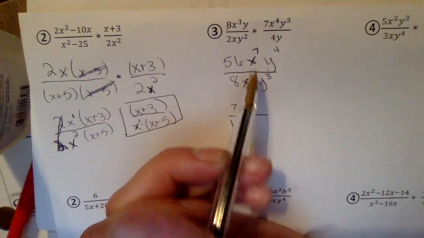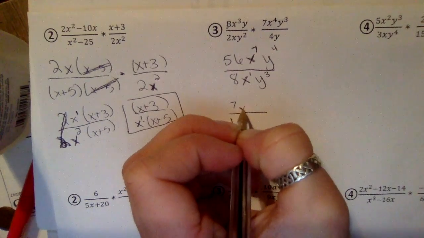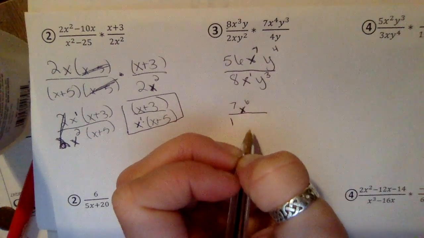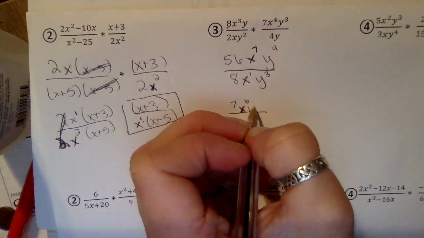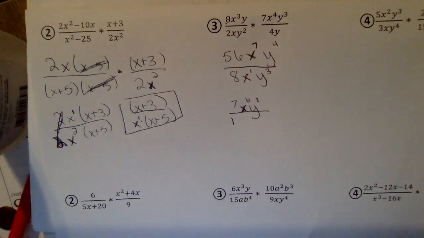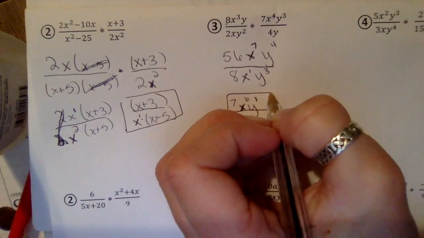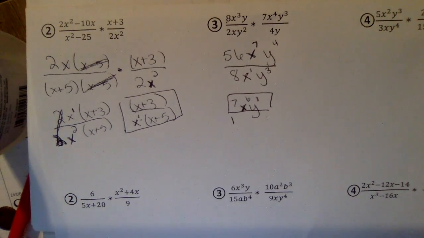Now that I'm dividing, I subtract my exponents, so x to the 6th on top, and then y to the 1st on the top. Okay, if you want to leave it over 1, you certainly can, but you do not have to.